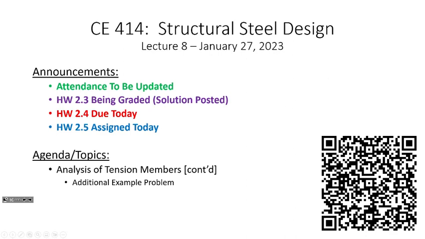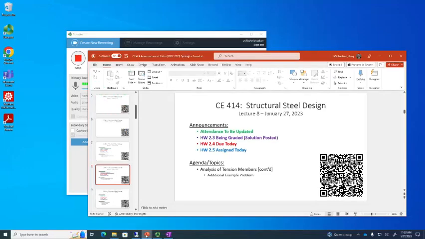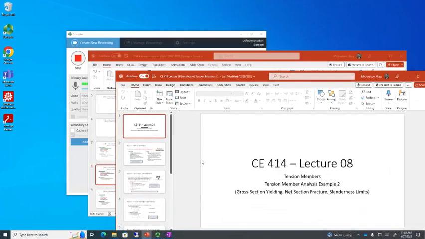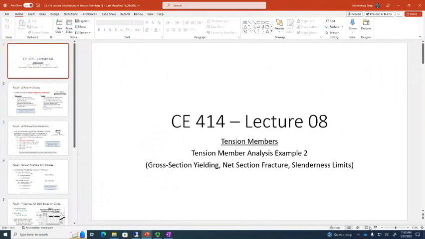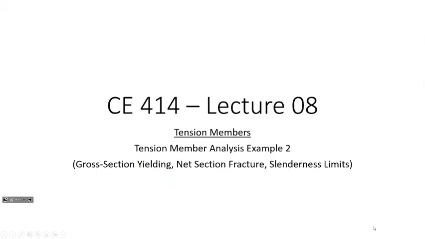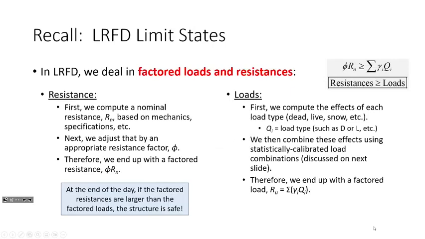But I think that this is important to make sure that we are comfortable with this process. Okay. So I will go through the slides somewhat expeditiously because we've seen a lot of this before. It's just a new problem. So basically this is just our second tension member analysis example. So let's just make sure that we're all on the same page.